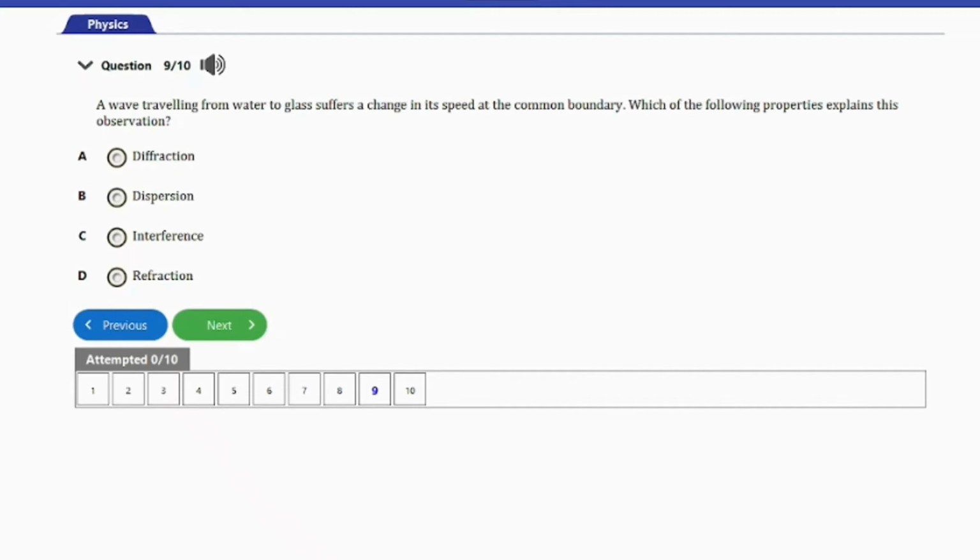So the next question we have here is question number 9. It says, a wave traveling from water to glass suffers a change in its speed at a common boundary. Which of the following properties explains this observation? We have A, diffraction, B, dispersion, C, interference, D, refraction. So guys, the answer to this question is option D, that's refraction. Let's go ahead and consider the next and last question, guys.